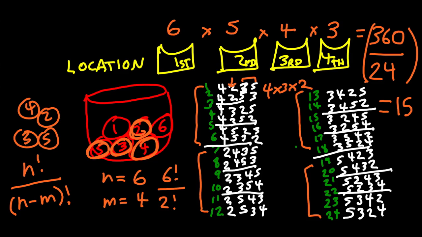The formula that gives the general answer 15 can be expressed as n factorial divided by (n minus m) factorial times m factorial. And this formula has a special name. It's called n choose m. And here we are showing the value n choose m for n equals 6 and m equals 4. It's 360 divided by 24, which is equal to 15.